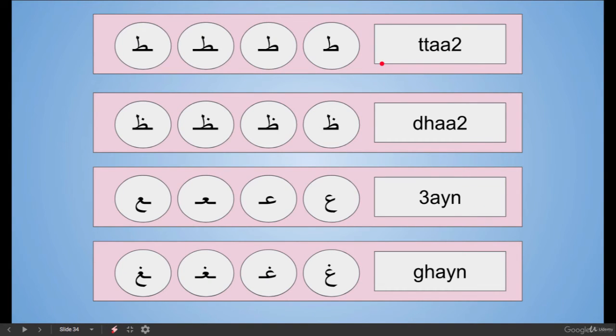In this lecture, we have seen 4 new letters: the letter ta, and dha, and ayn, and ghayn. We have seen their different shapes, and we've learned their sounds and their names, and now we will be able to identify them whenever we see them in any word in Arabic. So make sure to do the quizzes and learn these letters very carefully so that we'll be able to recognize them in any Arabic word as part of our mastery of the Arabic alphabet.